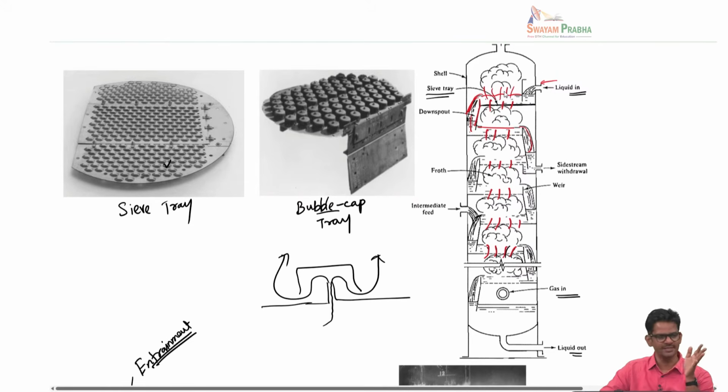But in reality this will not happen. Here we are assuming that there is enough provision in each stage such that the mass transfer comes to completion in each stage. Therefore, the gas that is leaving and the liquid that is leaving a particular stage are at equilibrium.